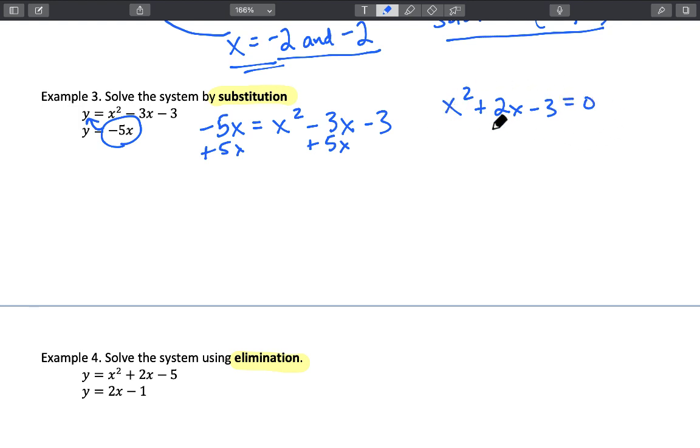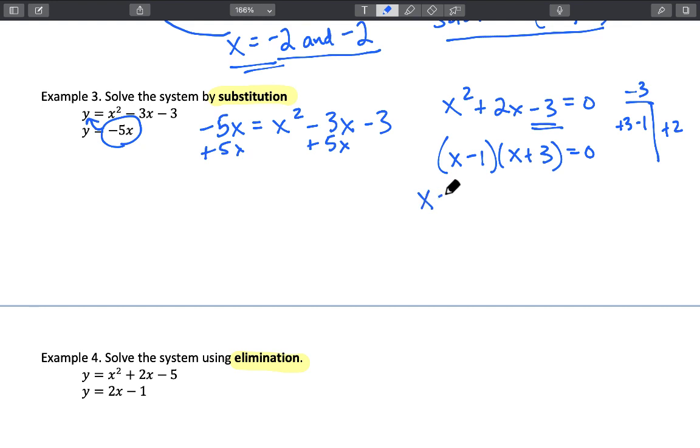So again, a couple of things we could do. We could use the quadratic formula from here. We could complete the square. But honestly, the easiest thing to do is look and see if it's factorable. We've got factors of negative 3 that combine to be positive 2. That is a positive 3 and a negative 1. So our factors here are x minus 1 and x plus 3, which means our solutions, our zeros here, are when x equals positive 1 and when x equals negative 3.